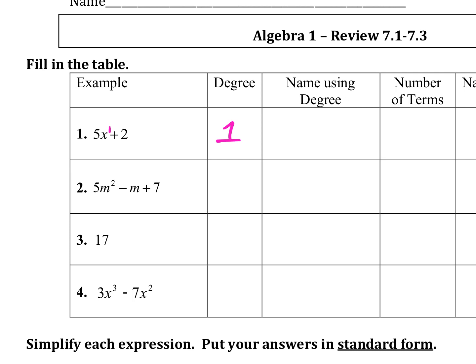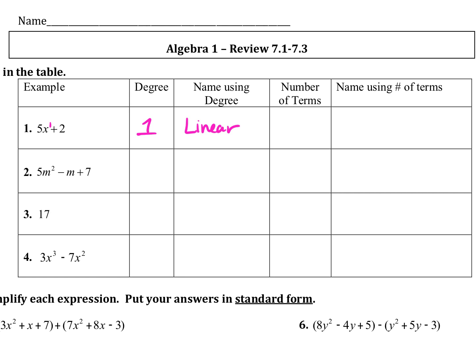How do you name something that has a degree of 1? If you were to graph this, what would it look like? It's got a constant slope, right? It's a straight line. It's linear. So this is linear. How many terms is that? 2 terms. So that is called a binomial.